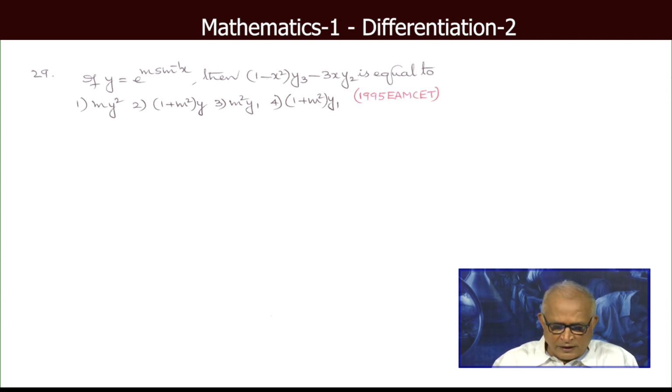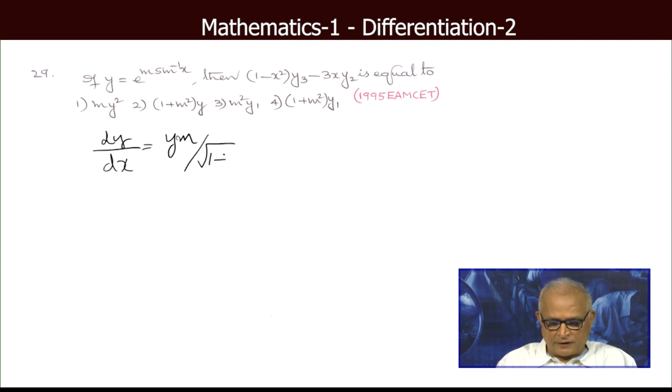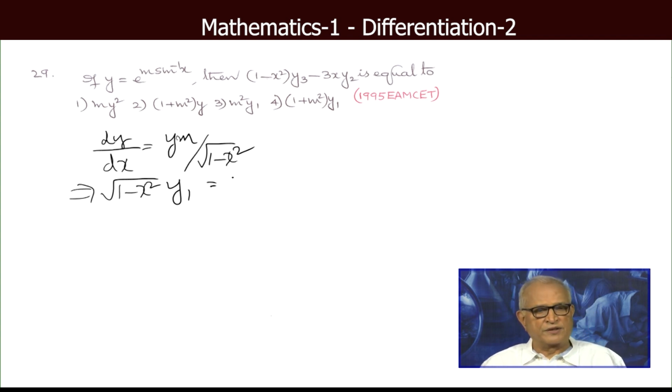So, y equal to e power m sin inverse x. So, dy dx is e power m sin inverse x into, that is y into derivative of m sin inverse x, m by root of 1 minus x square. Okay. Simple differentiation. E power m times sin inverse x derivative is e power m times sin inverse x, that is y multiplied by derivative of m times sin inverse x, which is m by root of 1 minus x square. Now, multiply throughout by root of 1 minus x square. Let us write y1, since the question has it that way, y1 means first derivative, dy dx, is equal to my.